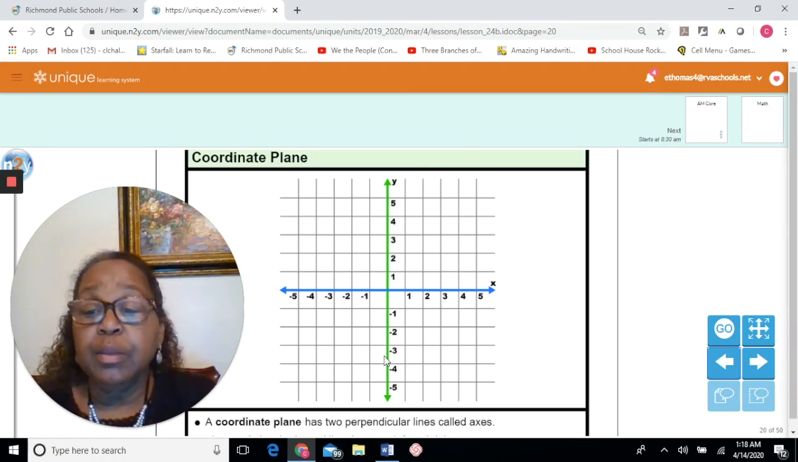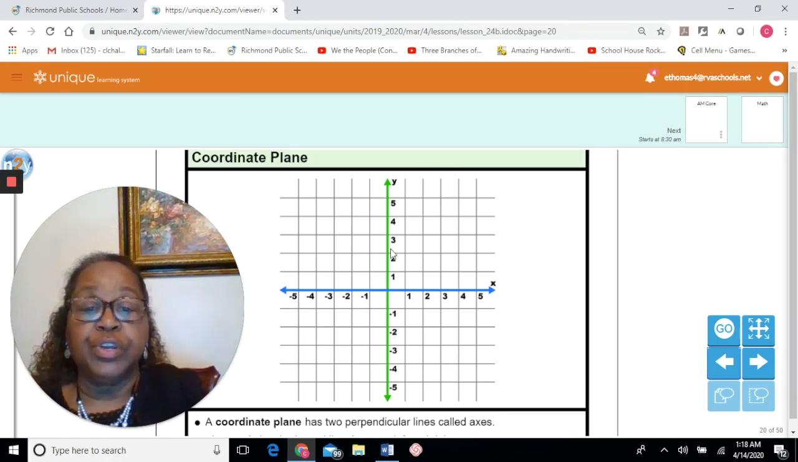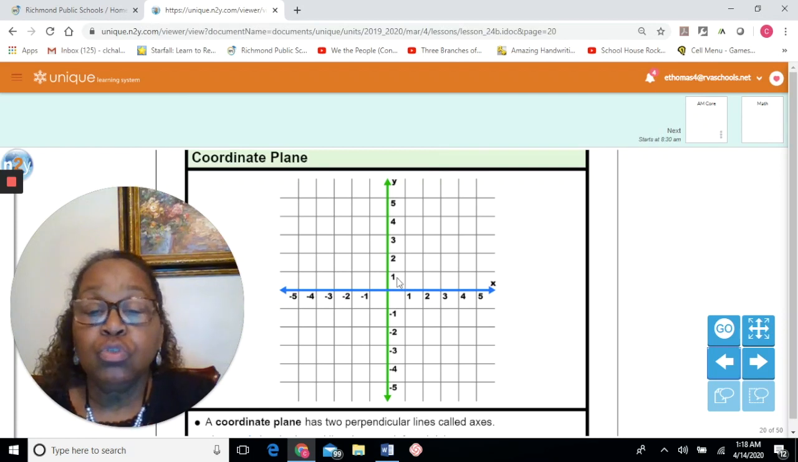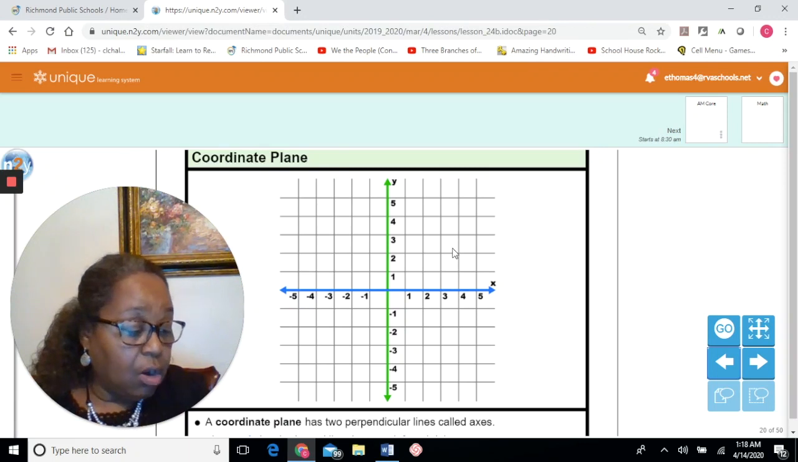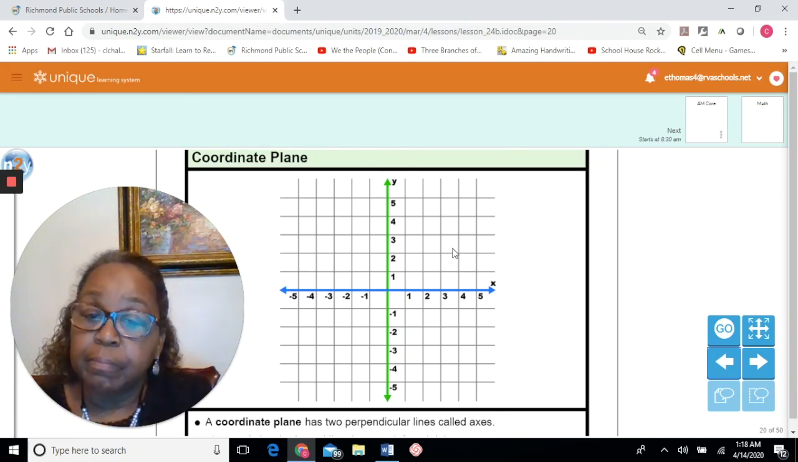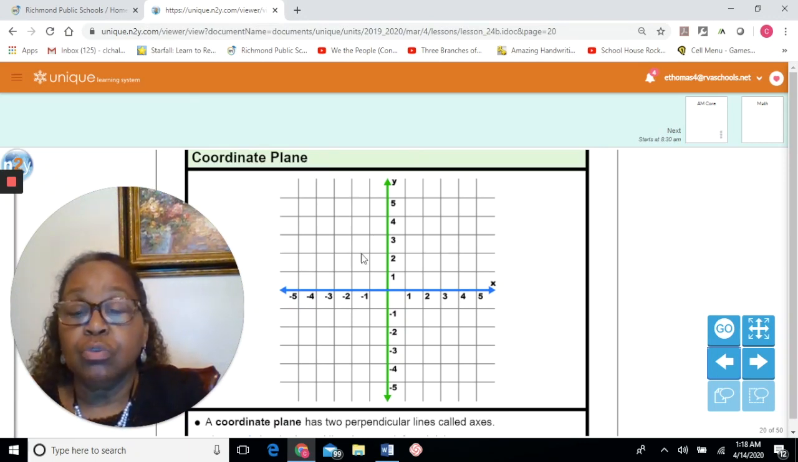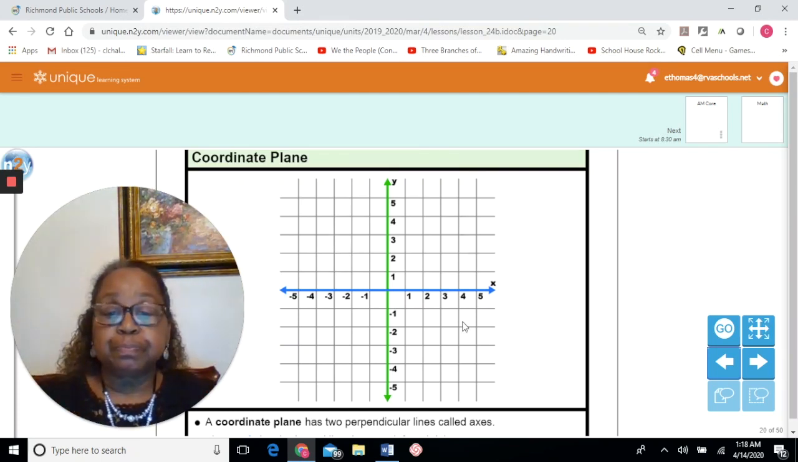Now, when you're plotting points on the coordinate plane, you have two numbers that represent where the point will intersect. When those two numbers are written in parentheses, they are called your ordered pair. The ordered pair will tell you where the point is on your graph paper.